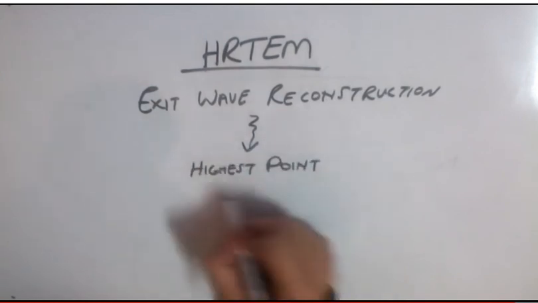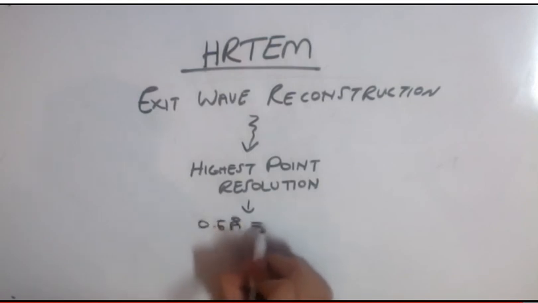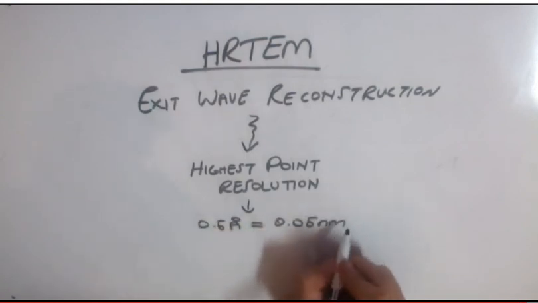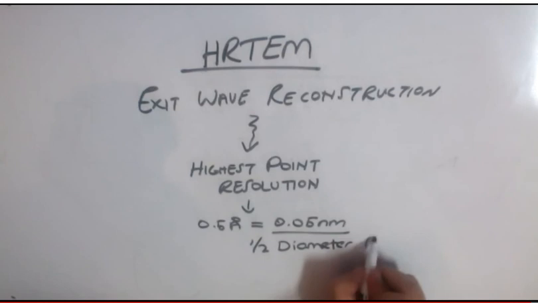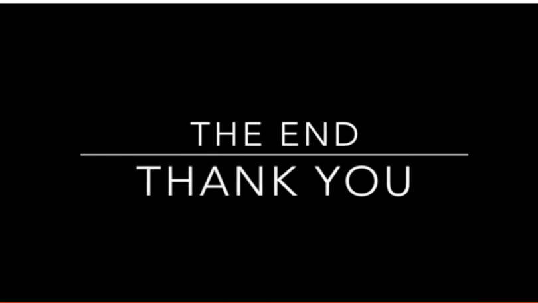Now that we can reconstruct the real space image and reduce the aberration through Licht defocus, we can truly achieve a very high point resolution. In fact, the highest point resolution recorded has been about half an angstrom, or 0.05 nanometers, just half the diameter of the hydrogen atom. Definitely atomic scale resolution. Thank you for listening to this quick overview of HRTEM.